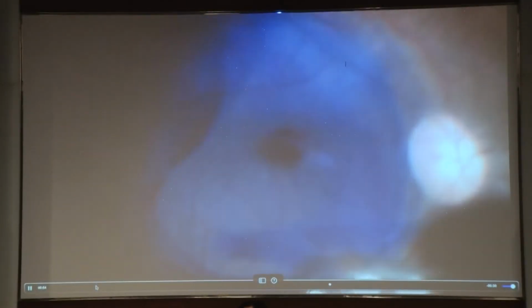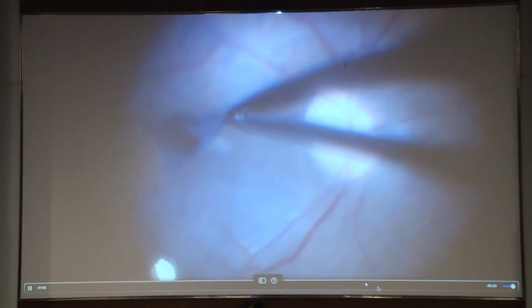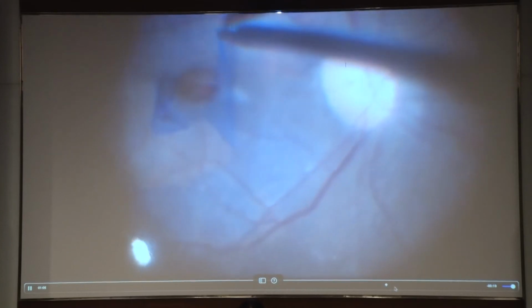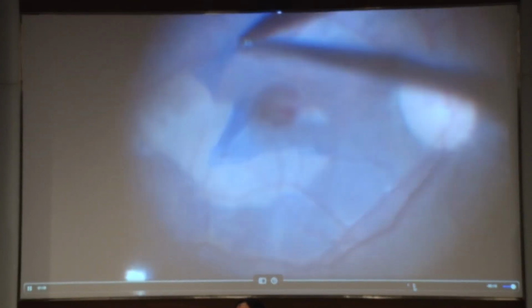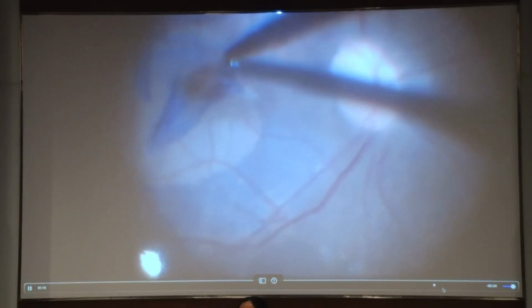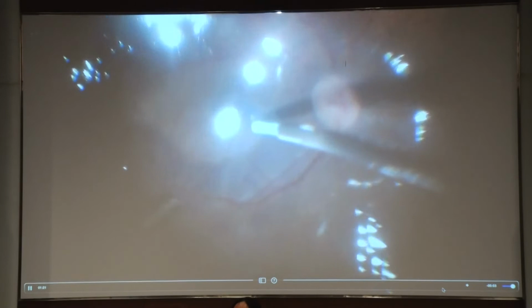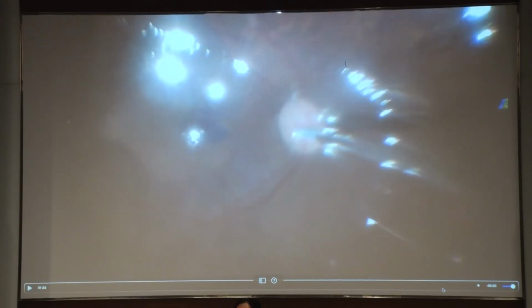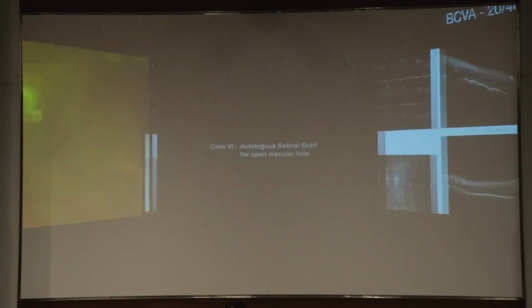So again, I stained the ILM and did the inverted flap technique to cover up this hole, that tear area. So these kinds of unprecedented happenings may happen during the surgery, and you have to use your presence of mind. I just covered this tear area only, and post-operatively you can see the hole is nicely closed and vision improved to 20/40.